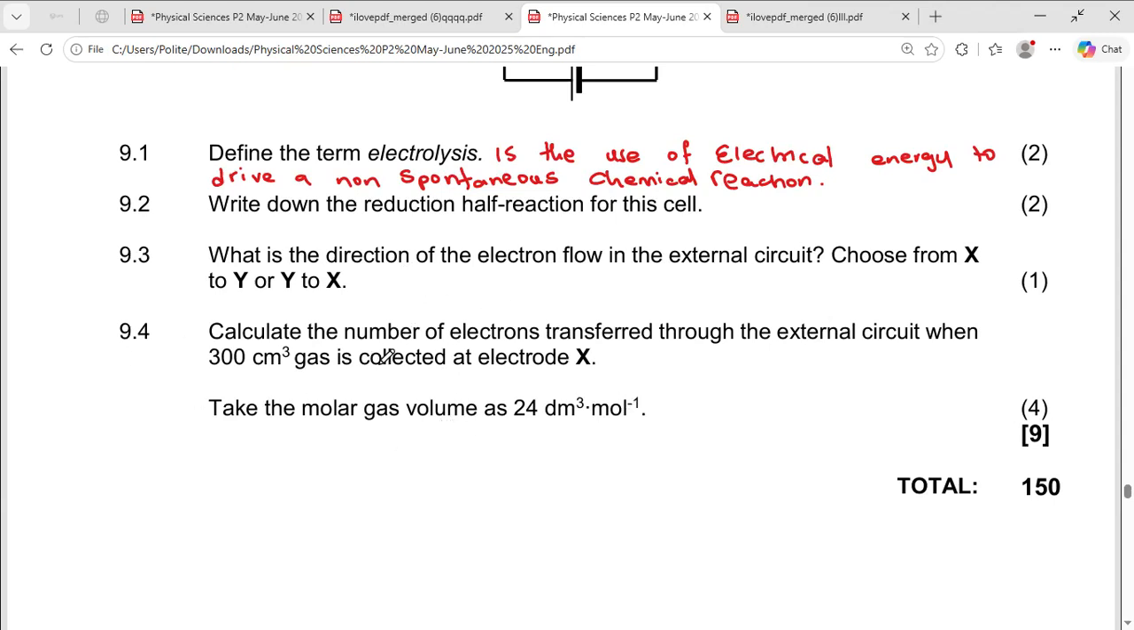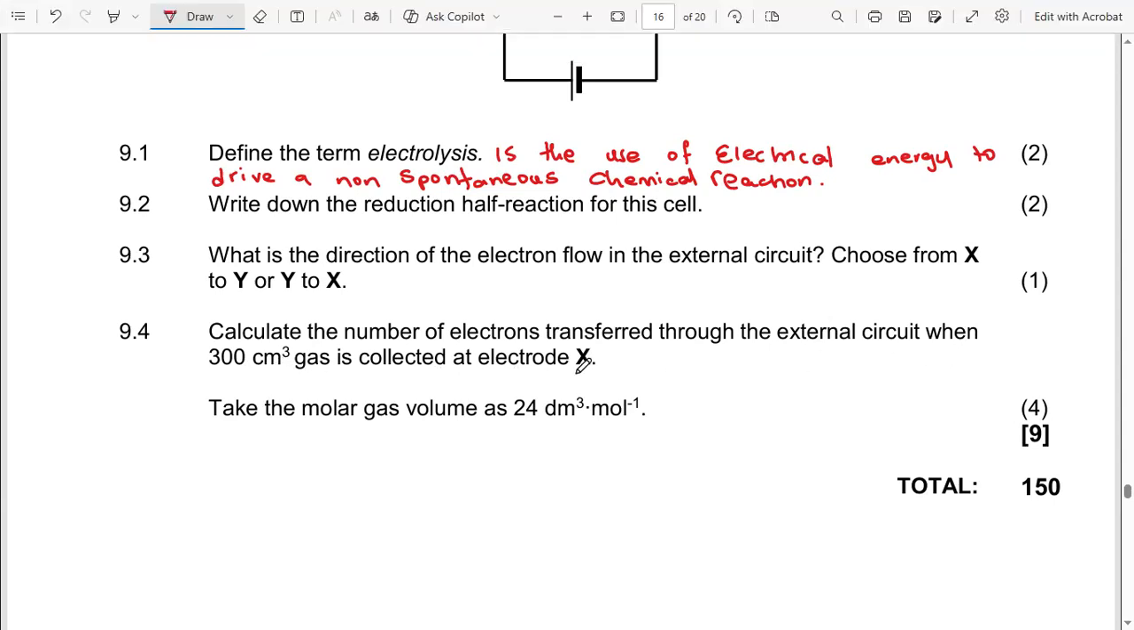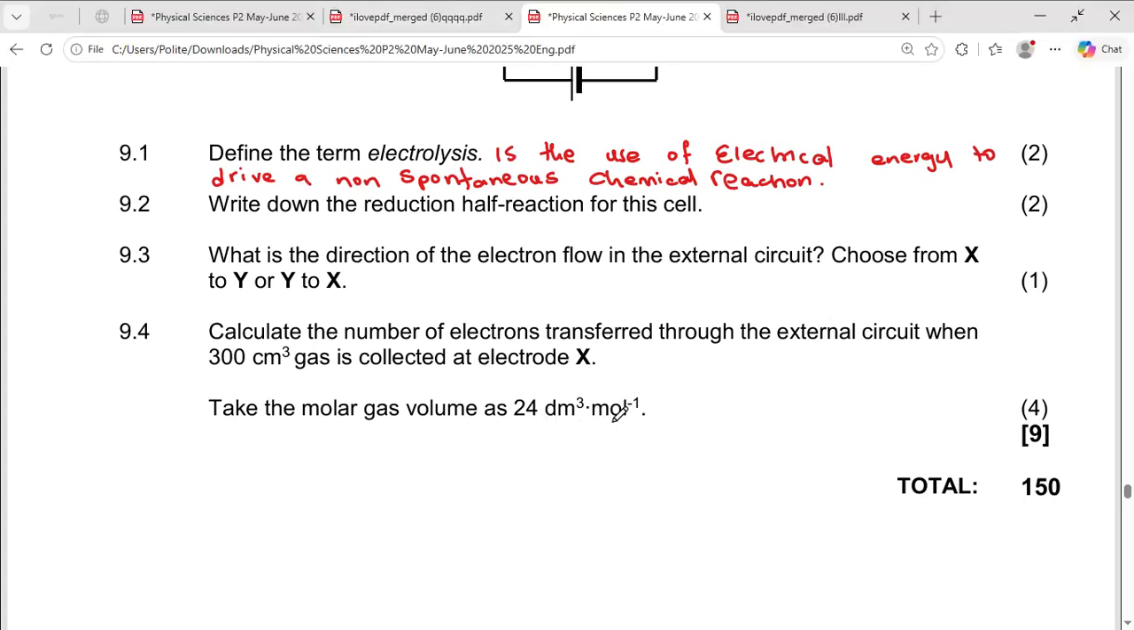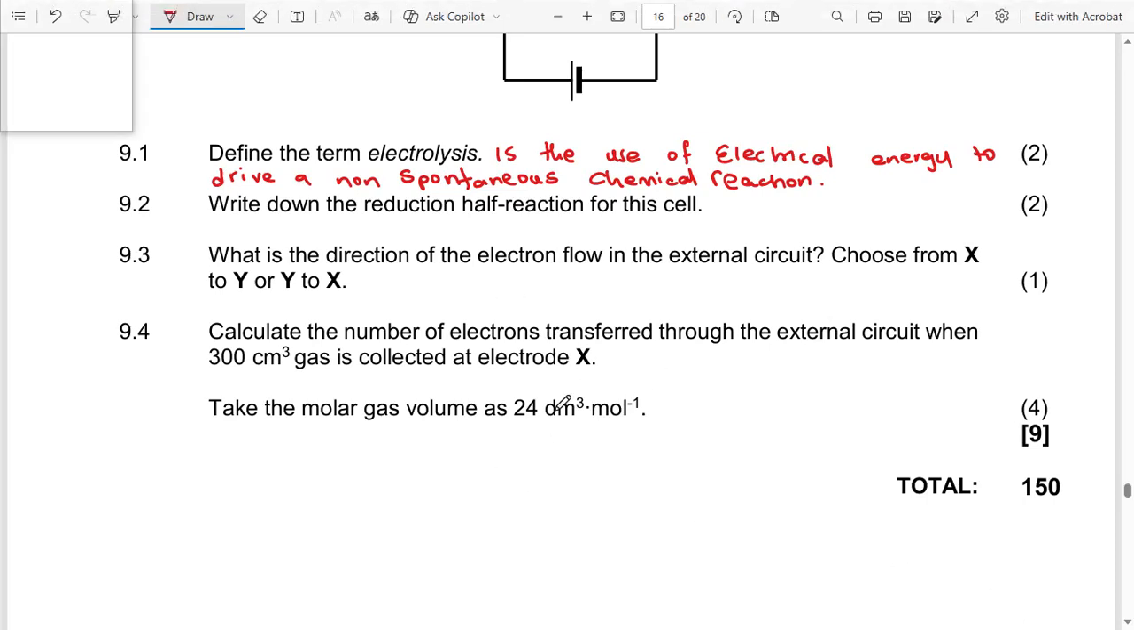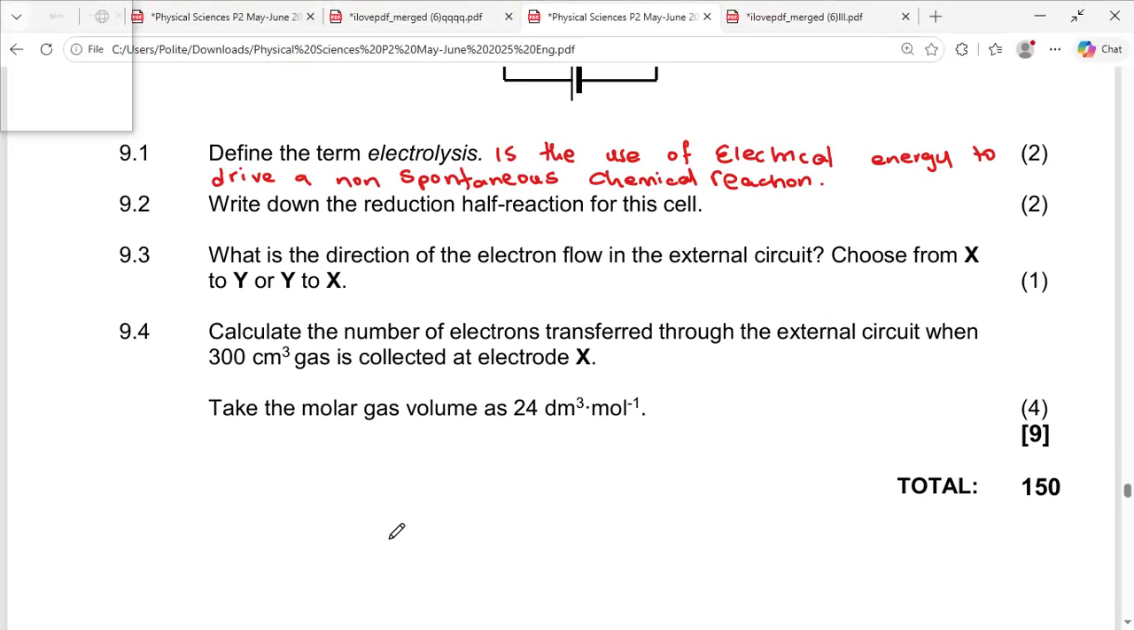9.4. Calculate the number of electrons transferred through the external circuit when 300 centimeter cube gas is collected at electrode X. Take the molar gas volume as 24 decimeter cube. Okay, I'm going to definitely work on this one. Let me take this question. Let's put it on the other side, then we'll start working on it. In fact, I'll just write the given.